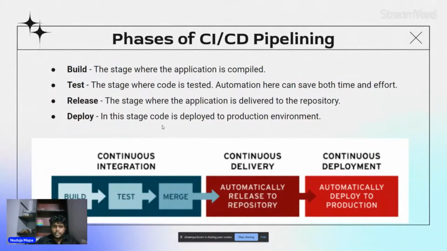In build, the stage where the application is compiled; test, the stage where code is tested; release, the stage where the application is delivered to the repository; deploy, the stage where code is deployed to the production environment.